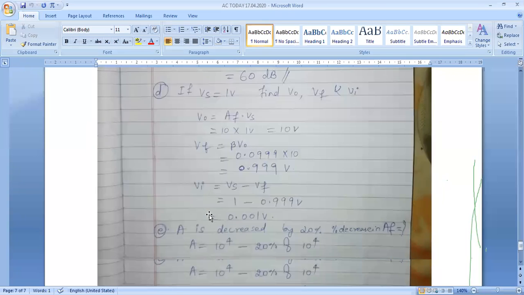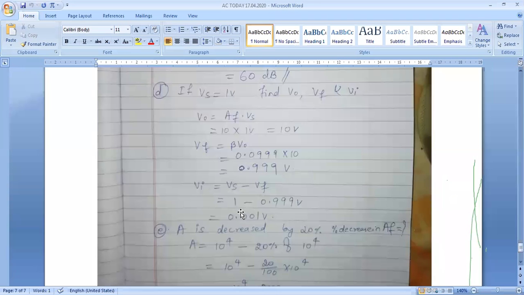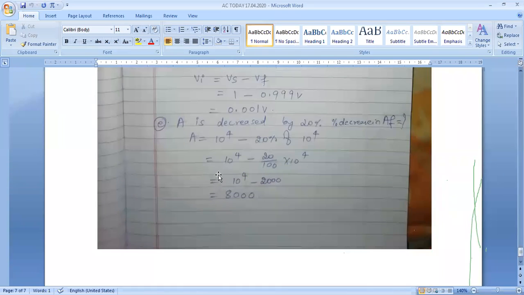Now the difference voltage is Vi equal to Vs minus Vf. So 1 minus 0.999 volts will give me 0.001 volt as the difference voltage. Now the last part is you have to find out the percentage decrease in gain with feedback, that is AF, when the open loop gain is decreased by 20%.